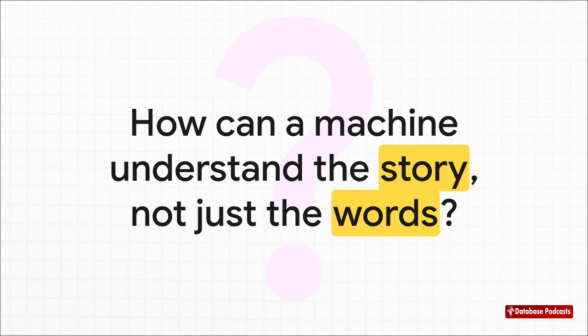Think about how you read a sentence. The order of the words is everything, isn't it? Dog bites man means something totally different from man bites dog. So how in the world does a computer get that? How does it understand that flow, that context?